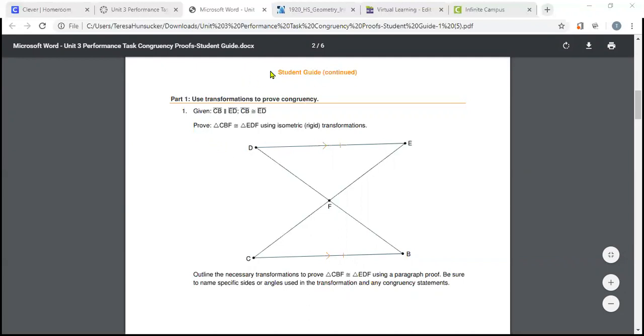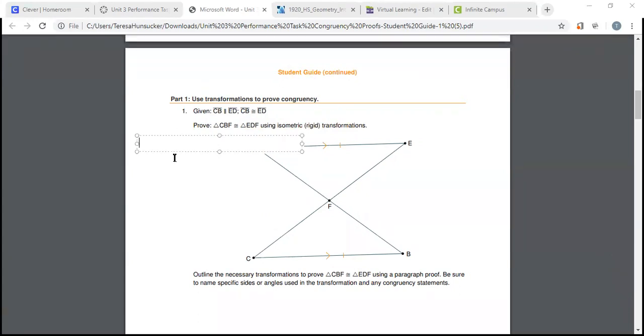It says that segment CB is parallel to ED. So the arrows here indicate parallel lines. And segment CB is congruent to segment ED. Okay, and those are marked with these tick marks. It's asking you to prove the triangles congruent using isometric rigid transformations. There are 3 isometric rigid transformations. One is a reflection, the second is a rotation, and the third is a translation. All right, so of the 3, they preserve size and shape.